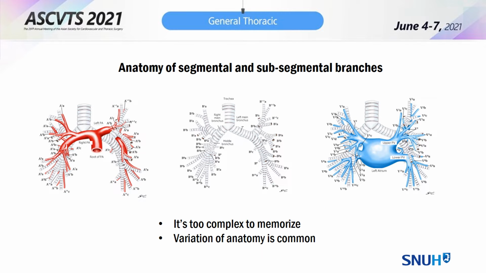The first aspect that I will mention is about the anatomy. Because segmental anatomy is very complex and subsegmental anatomy is more complex to memorize. And sometimes there are so many variations on the segmental anatomies in the pulmonary artery and pulmonary veins.